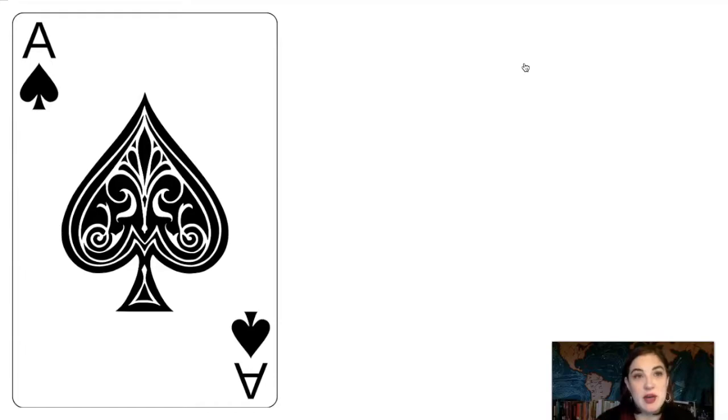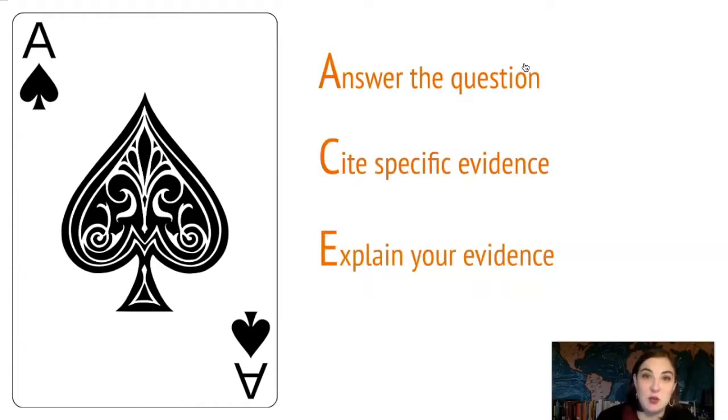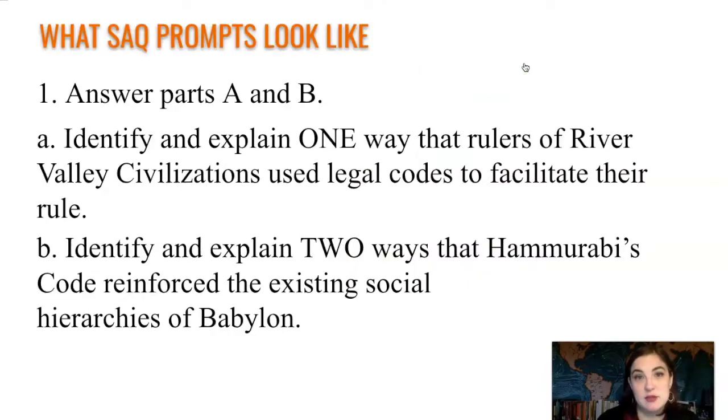The way that you can kind of remember what you're supposed to do in a short answer question is that you need to ACE the question. You need to answer the question, so make sure that you understand what the question is asking and then answer it. Make sure that your answer is citing specific evidence, and make sure that you are explaining your evidence. You can't just drop your evidence in and say, yeah, they wrote cuneiform. What's cuneiform? Tell me about it. Where does it come from? Why do we care? Include all of that information in your response.